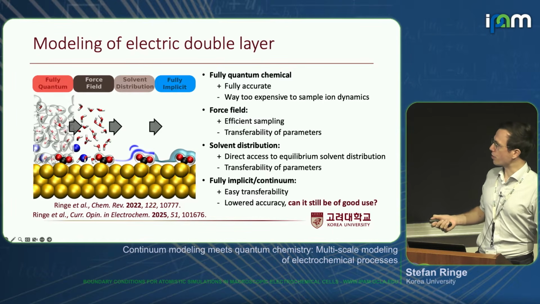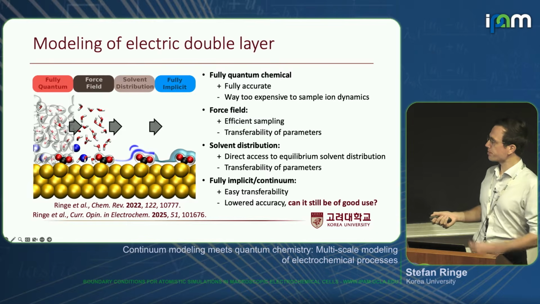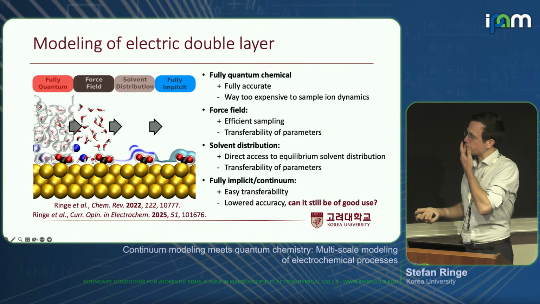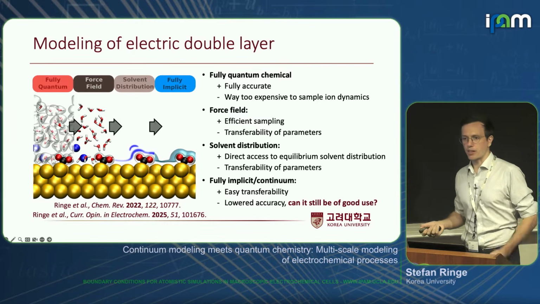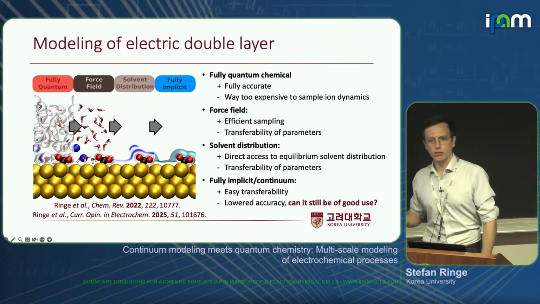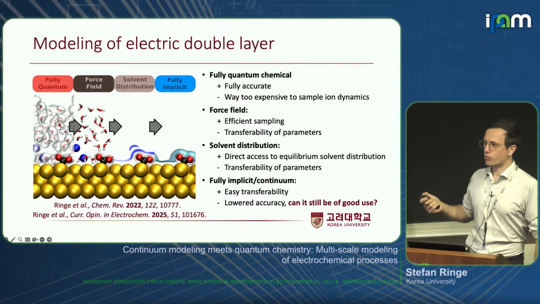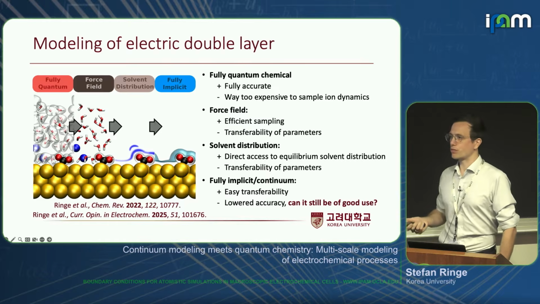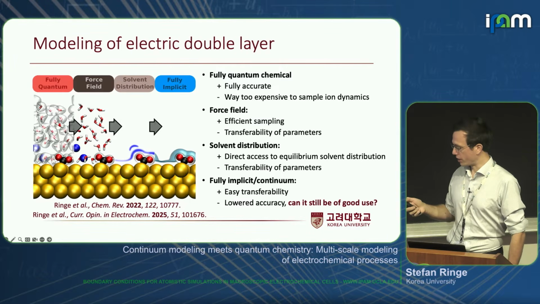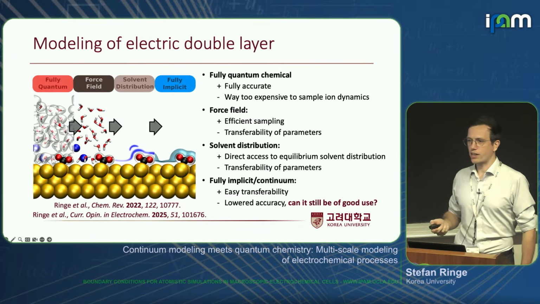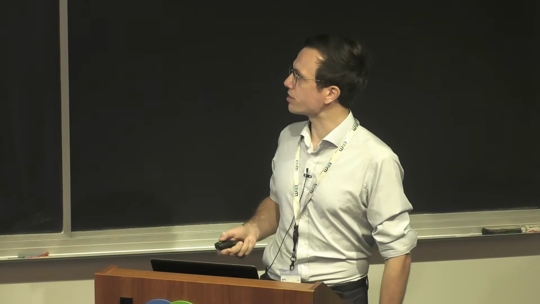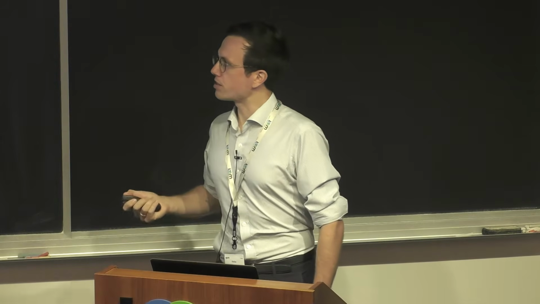And we can further coarse-grain, and we come to the implicit level. So here we represent the electrolyte fully as a dielectric continuum. The big advantage here is that we end up with methods which are very transferable, but of course at the cost of accuracy, right? The question is, can they still be useful for us? So first, let's look at how we actually construct them.